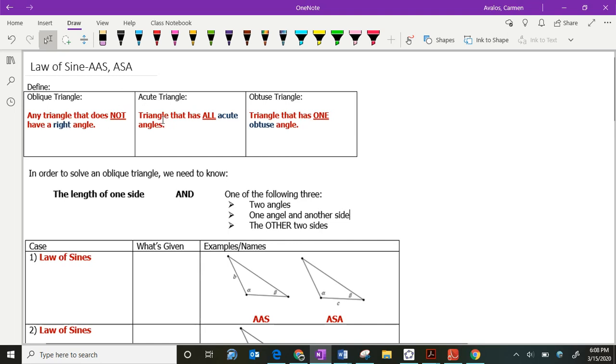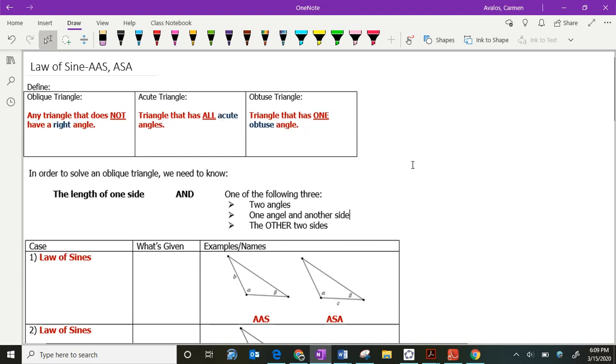An acute triangle is a triangle that has all acute angles. And an obtuse triangle is a triangle that has one obtuse angle, and the other ones have to be acute, otherwise it wouldn't form a triangle. So obtuse is greater than 90, and acute is less than 90. Because we're dealing with an oblique triangle and none of the angles are right angles, it's going to be one of these two cases. It's either going to be an acute triangle or an obtuse triangle.